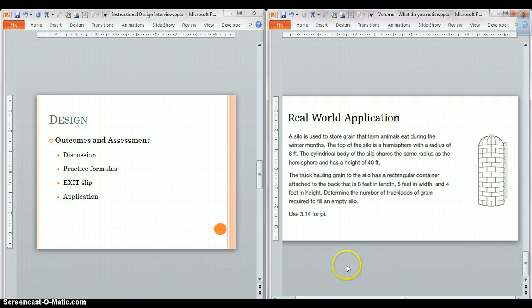On the second day, I would do some application in the lesson. I would use this almost as a think aloud, but it's a really in-depth problem with multiple steps. So it would be kind of guided with students as well, focusing on finding the important information that the top of the silo has a radius of 8. Talking about what is a hemisphere. We talked about spheres yesterday, so what is that hemisphere and how you would find that. The cylinder has the same radius, and it also has a height of 40.